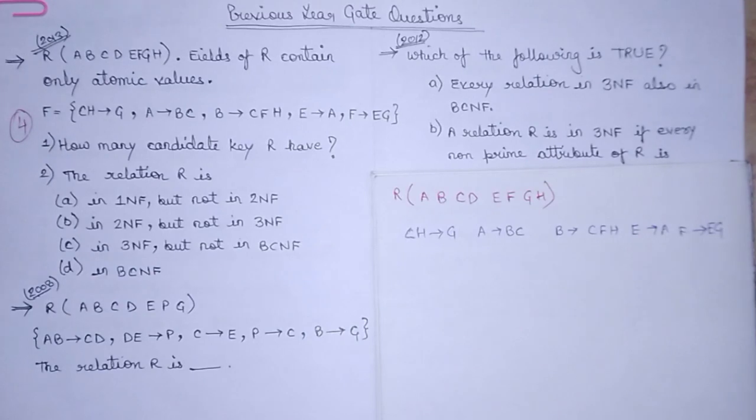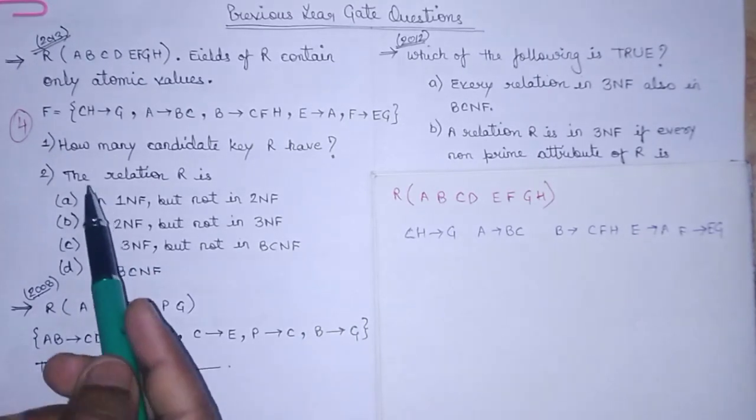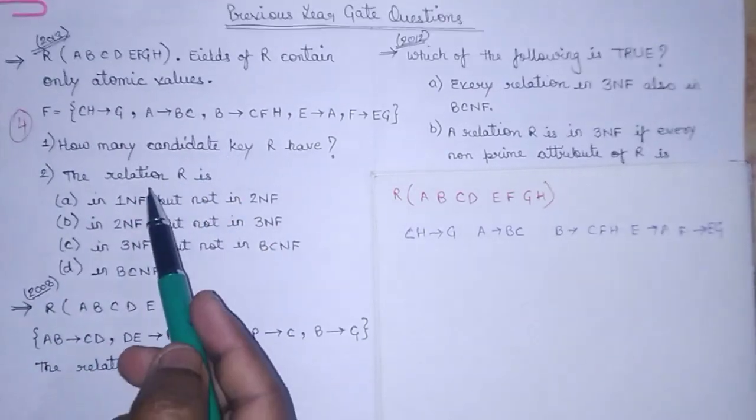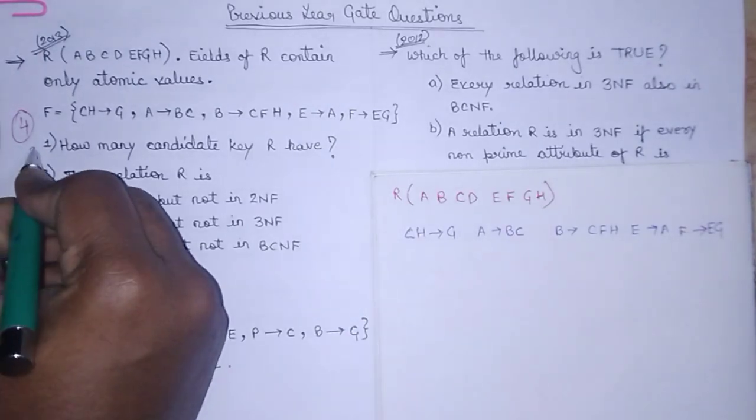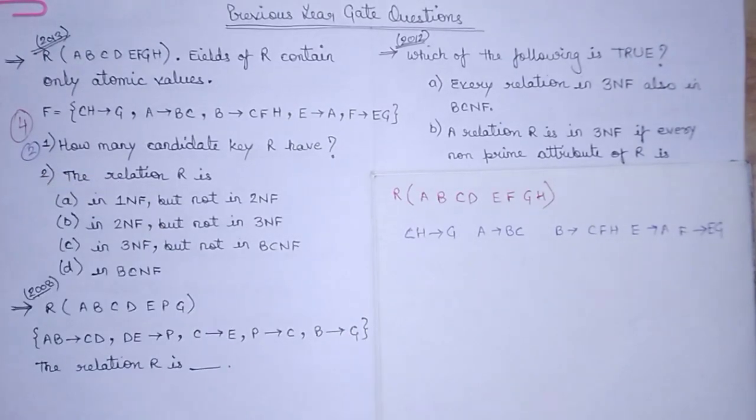First of all, what we need to do is find out the number of candidate keys. So this is the same first question. For finding out whether the relation is in 1NF, 2NF, 3NF and BCNF, we first need to find out how many candidate keys the particular relation has. So first of all, we need to find out the candidate keys, and this was of 2 marks. The first part is of 2 marks.